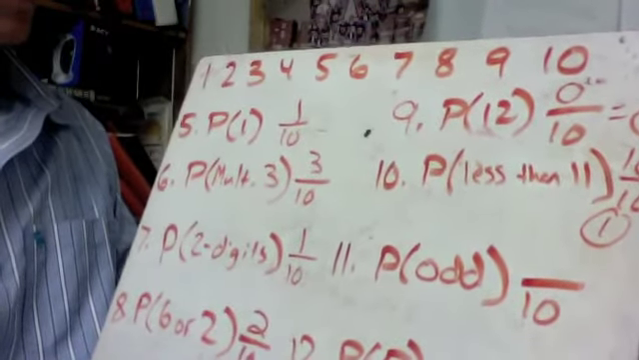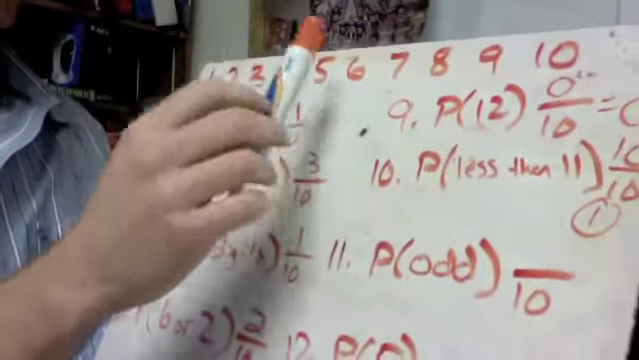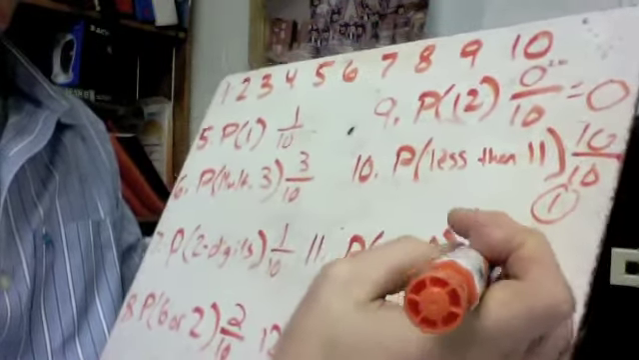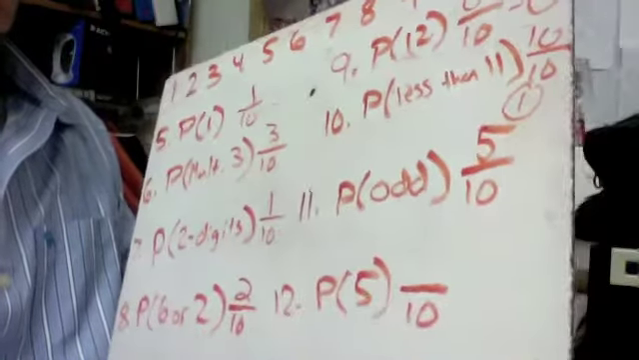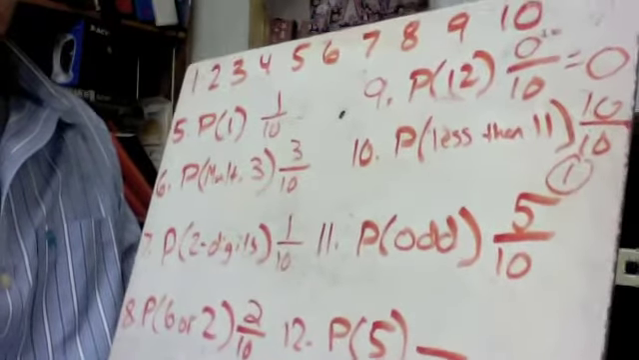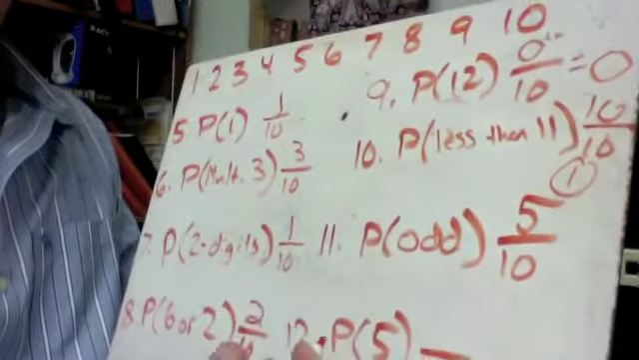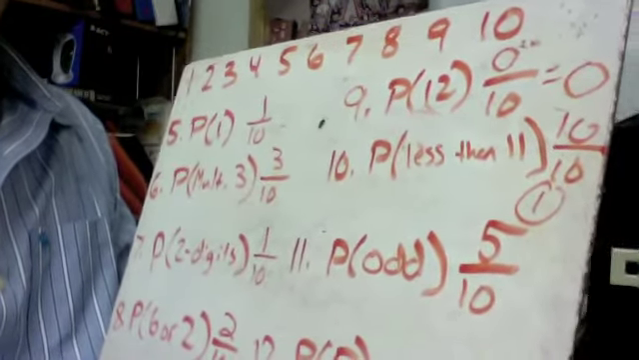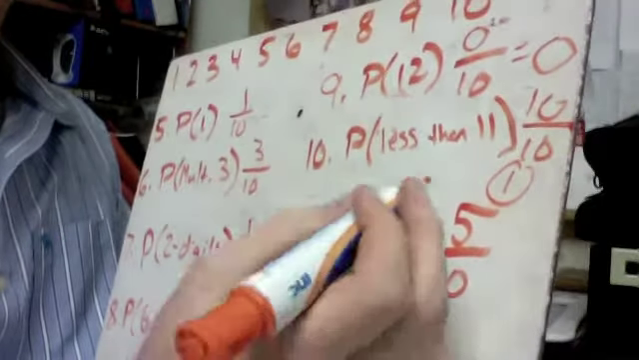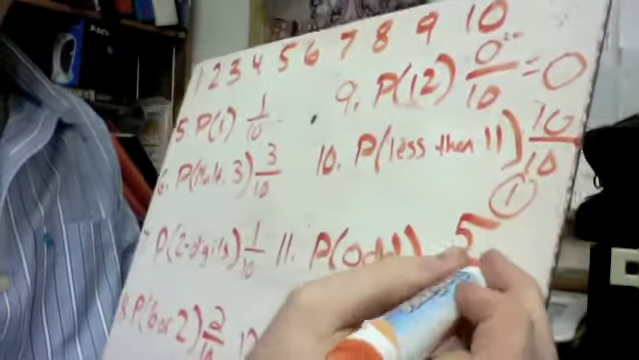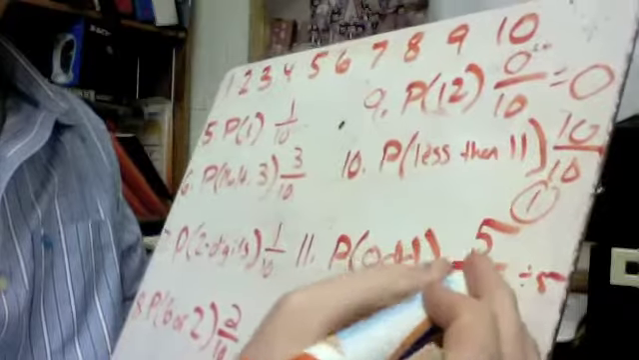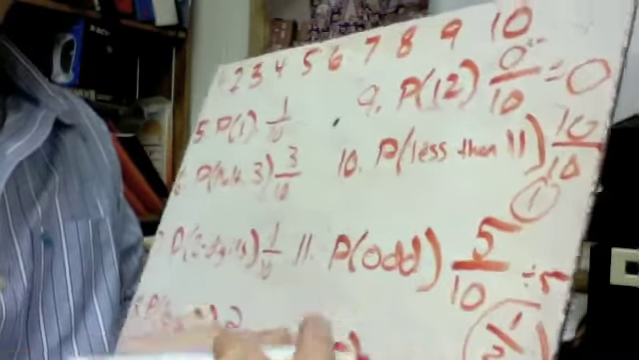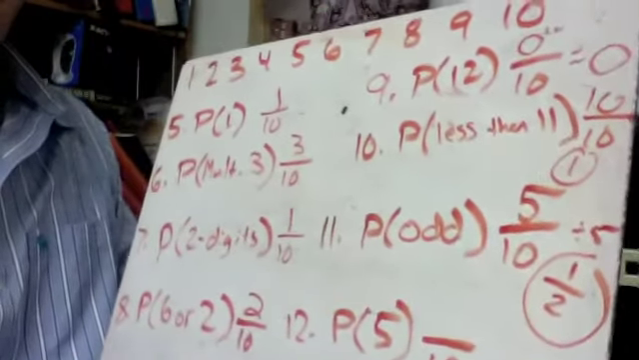Probability of getting an odd number. 1, 3, 5, 7, 9. There's 5 odds, so that's going to be 5 out of 10. A lot of times people do this, because it makes it easier to interpret and easy to read. 5 out of 10, if we reduce fractions, find something to divide into both of those, I could divide 5 into both of those. 5 divided by 5 would be 1. 10 divided by 5 is 2, and we have a 1/2 chance of getting an odd.